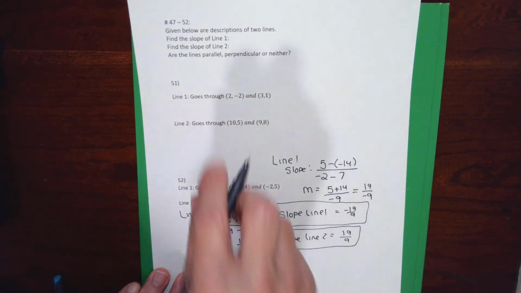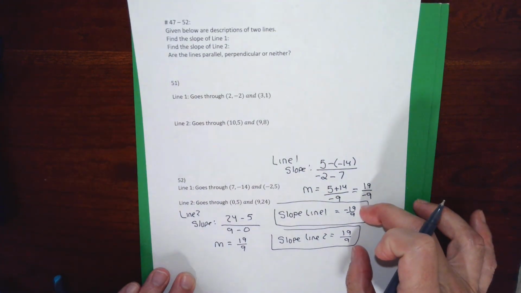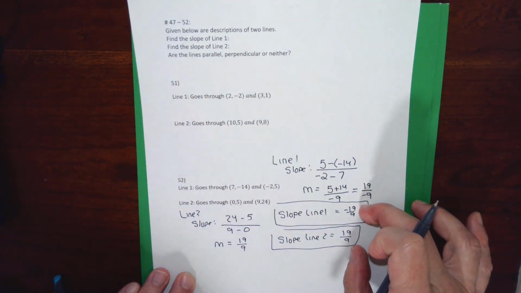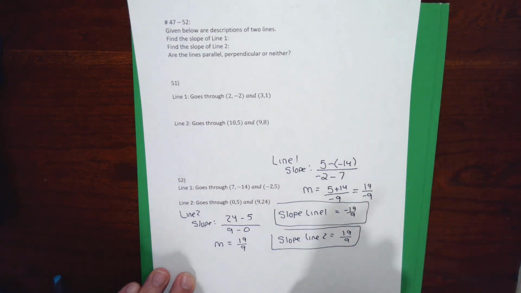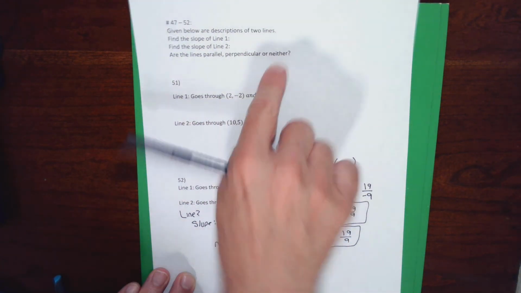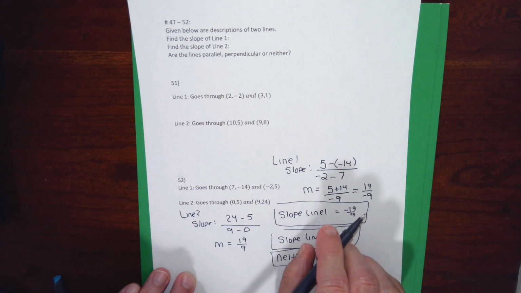And then I need to say, are these lines parallel, perpendicular, or neither? They're not parallel because their slopes aren't exactly the same, and they're not perpendicular because the slopes aren't reciprocals. To be perpendicular, it's not enough just to have different signs, you have to also be reciprocals. So these are neither. These are not parallel, nor are they perpendicular. That would be my third and final answer.